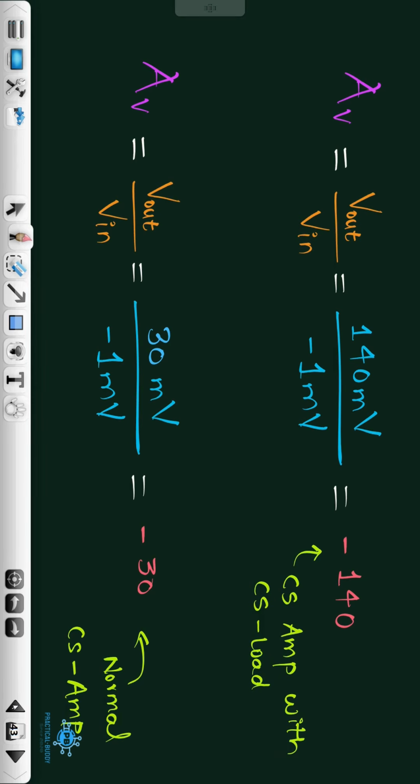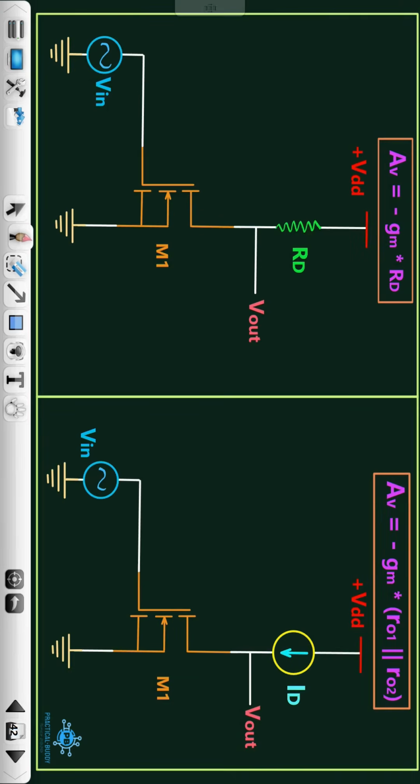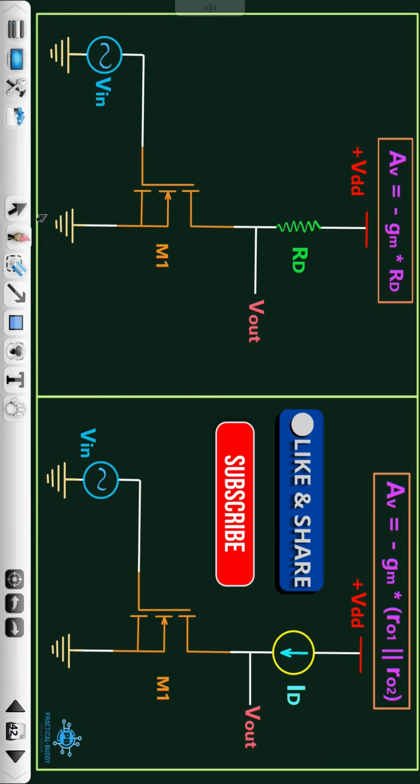So we can clearly verify that the gain offered by the normal CS amplifier is much less than the gain offered by the CS amplifier with the current source load, and that is the significance of having a constant current source at the drain terminal. I hope you understood the concept and significance of a constant current source.